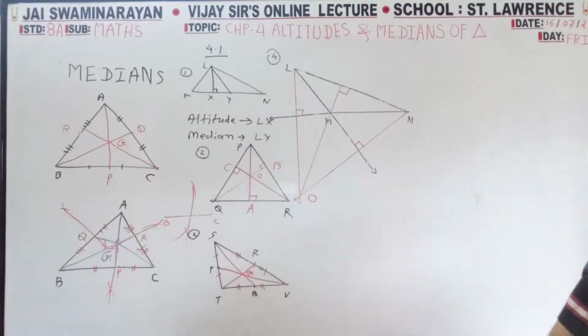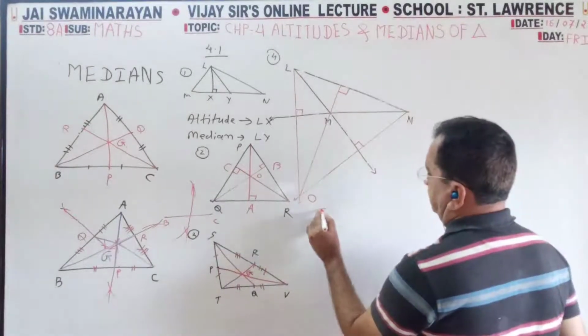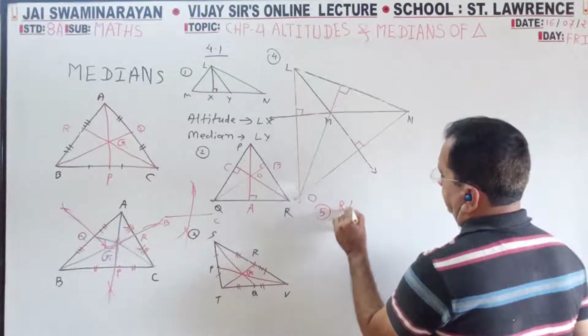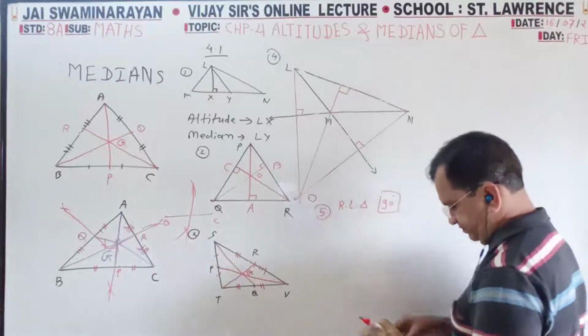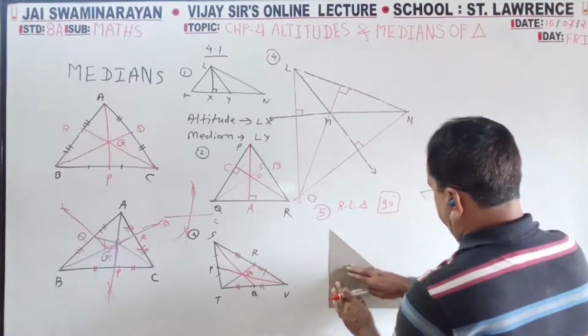Fifth, right angle triangle. A right angle triangle means one angle is 90 degrees. So very easy. I'll use this only.